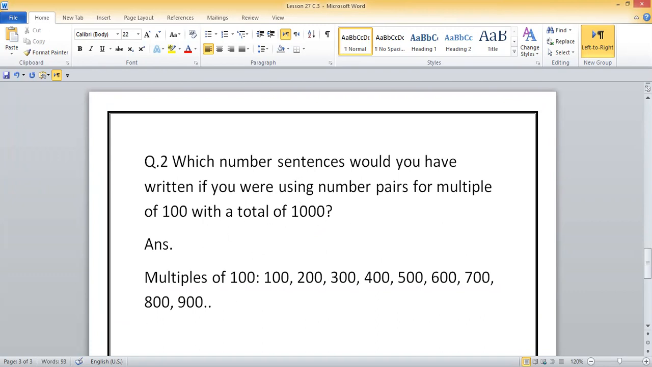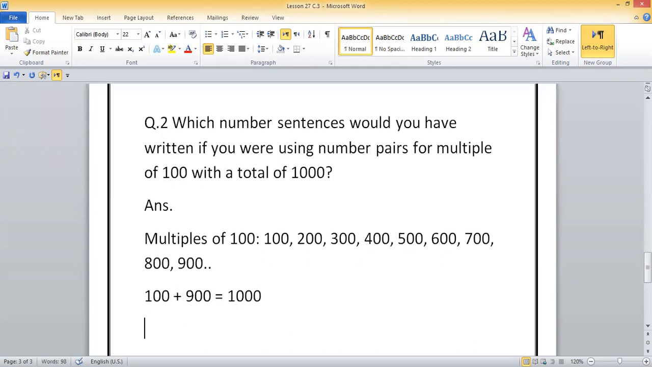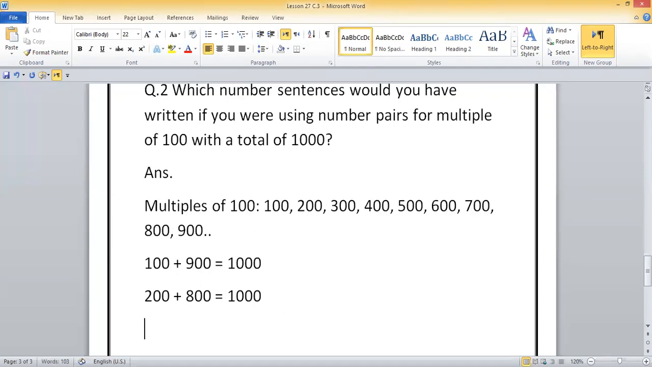How? I'll show you. Suppose I give you one example. 100 plus 900 is equal to 1,000. I made one pair. Can you make one more? 100 plus 900 equals 1,000. Second one: 200 plus dash equals 1,000. 200 plus 800 equals 1,000. Very good. Can you make one more?